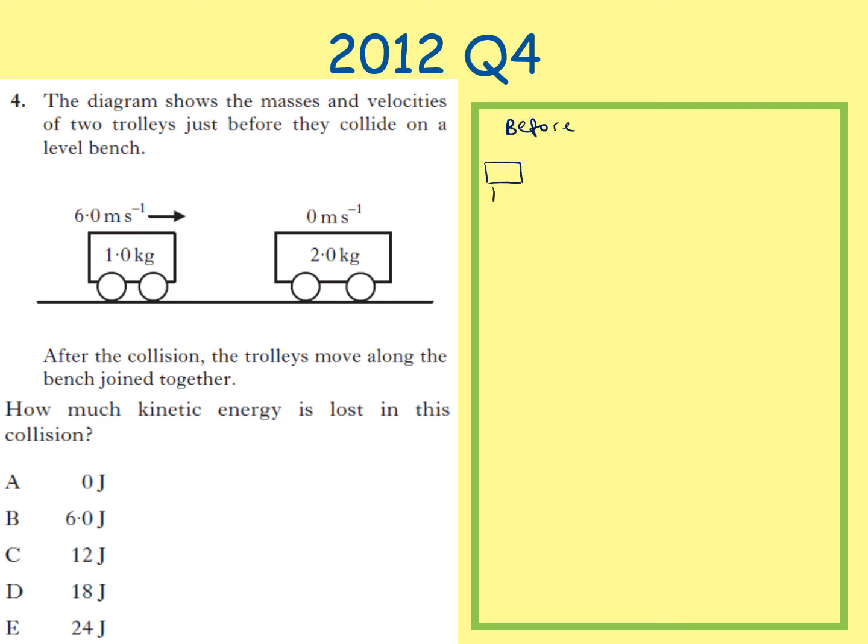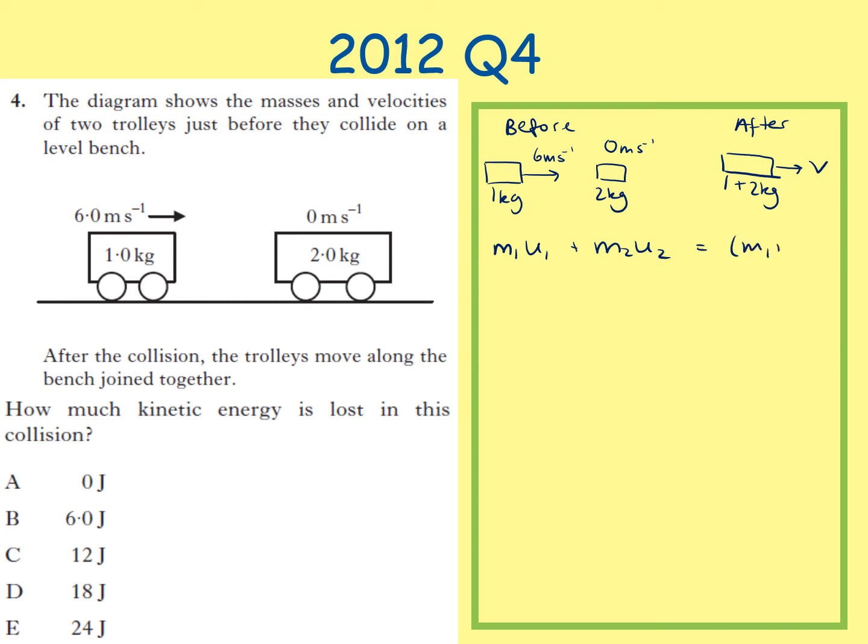So before, we have a trolley of 1 kilogram moving at 6 meters per second to the right, and a trolley of 2 kilograms moving at a speed of 0 meters per second. After, we have our trolleys joined together, so we've got a combined mass of 1 plus 2 kilograms moving at an unknown speed. So we have m1u1 plus m2u2 equals (m1 plus m2) multiplied by v.